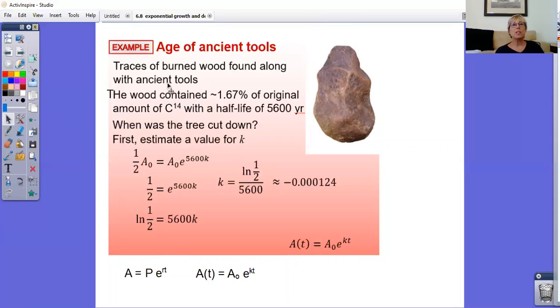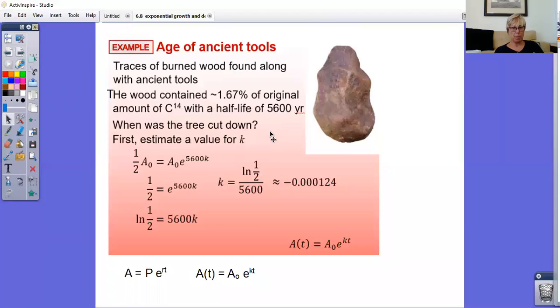Okay, so traces of burned wood found along with ancient tools. The wood contained about 1.67% of the original carbon-14, and I know that the half-life is 5,600 years. When was the tree cut down?